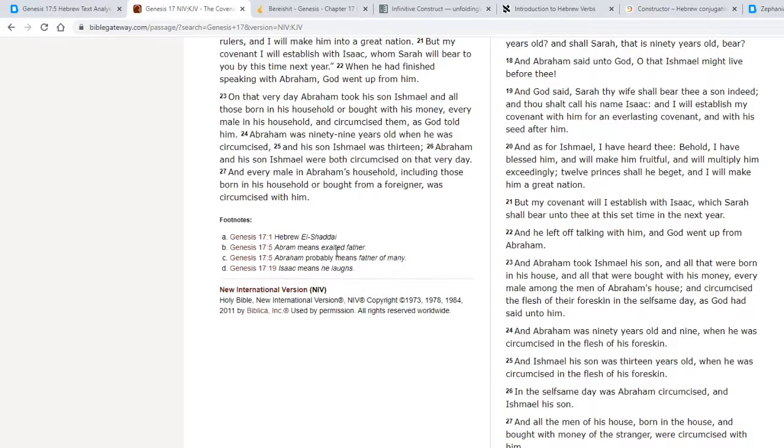Abram, of Ram, means father exalted. Okay, of Ram, right? Of means father, Ram means up, high, right? So exalted. Of Raham probably means father of many. Of means father, Raham. Now I see what they mean by probably. I'm not sure why Raham means many. I guess from Hamon. Okay.